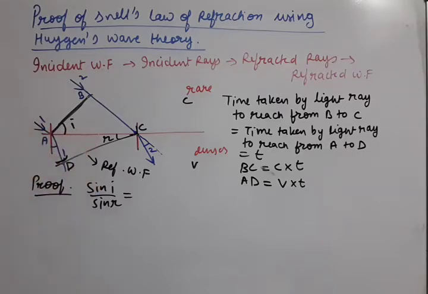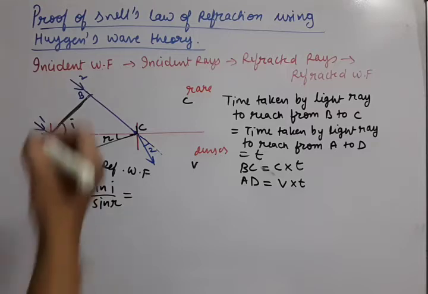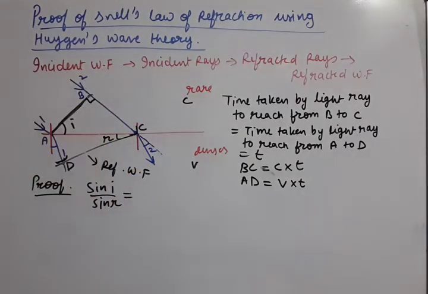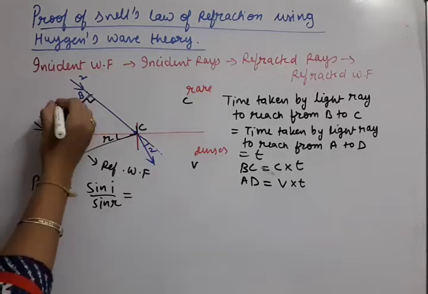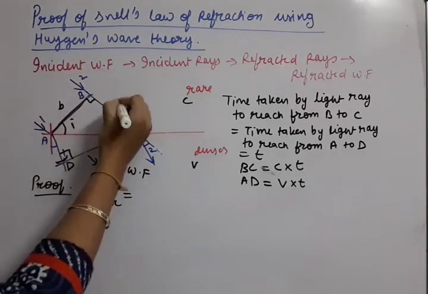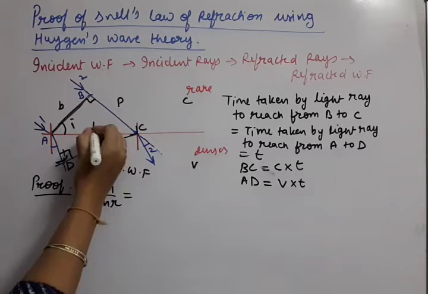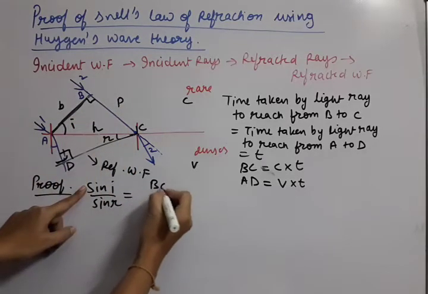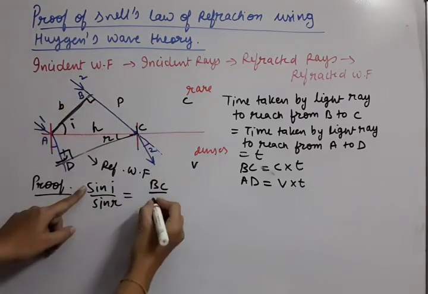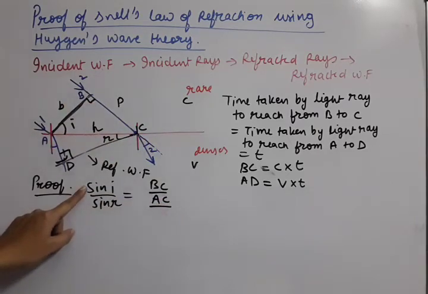Now we need to find these sin I and sin R from these triangles. First of all, where is 90? This point is 90 because wavefront and ray are always at 90. Here also this angle is 90. Now in this upper triangle, we have to calculate sin I. With whichever side the angle is made, that is the base, this is the perpendicular, and the side opposite the 90 is the hypotenuse. So the formula of sin I is perpendicular upon hypotenuse. Perpendicular is BC and hypotenuse is AC. So we have calculated sin I.